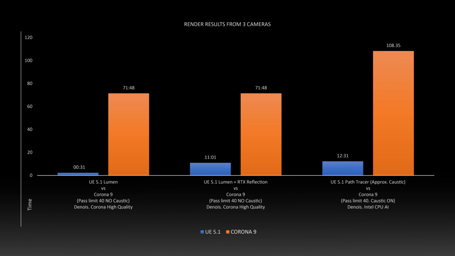So let's summarize. Render results from 3 cameras. Unreal Engine and Lumen showed a very fast result. It completed the task 27 times faster than Corona. Unreal Engine, Lumen and Ray Tracing reflections took almost as long as Path Tracer. At the same time they showed a worse quality result than Path Tracer.